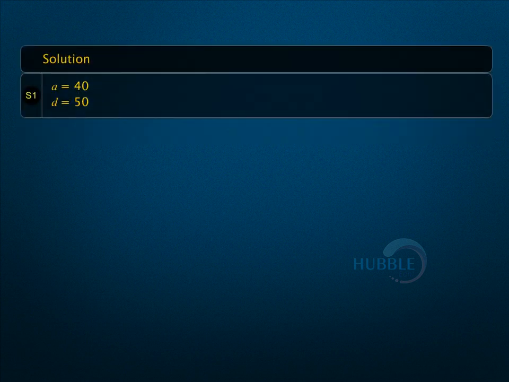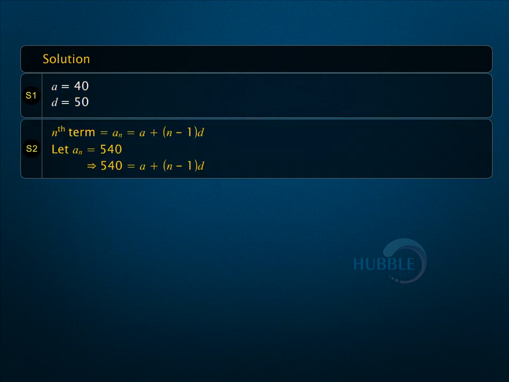As the car is covering a distance of 50 kilometers every hour, the common difference of the arithmetic progression is 50. The value of a, as the distance covered by the car in the first hour, is given as 40. Let's consider an equals 540. The value of n will tell us the position of 540 in the AP.